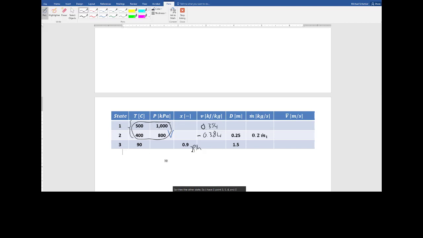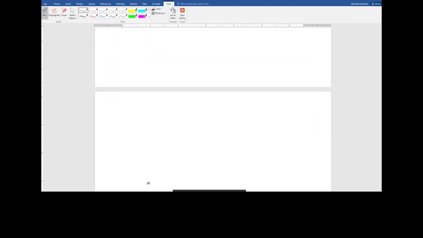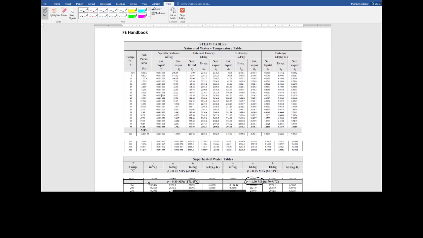Now for state 3, I know that the quality is 0.9, which is a dead giveaway that it's two-phase. I'm also told that the temperature is 90 degrees. So if this was a textbook problem, I would look on table A2. That's where I would look in the textbook tables. Here we have a table that's a little bit different than that. It's the table from the FE handbook. But this is like table A2 because the temperatures are nice round numbers here on the left. I know that I have 90 degrees. So Vf is, again, about 1 over 1,000, and Vg is 2.36.